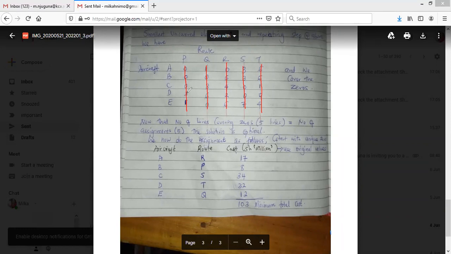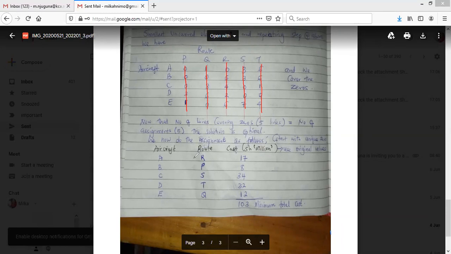Now we count the number of lines covering the zeros. How many are they? 1, 2, 3, 4, 5. 5, the number of lines covering the zeros, equals the number of assignments we wanted to do. The 5 aircrafts to be assigned to the 5 routes on the basis of one and only one route. Our solution is now optimal. And once you have realized that you have obtained optimality, you haven't answered the question. We wanted the optimal assignment that can give us an optimal value in relation to the cost, in relation to now having the minimum cost.